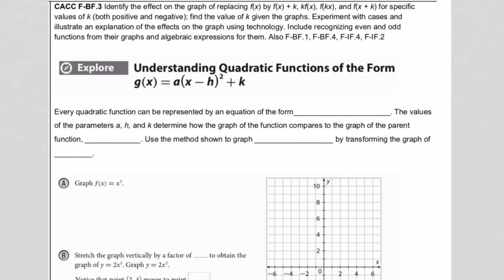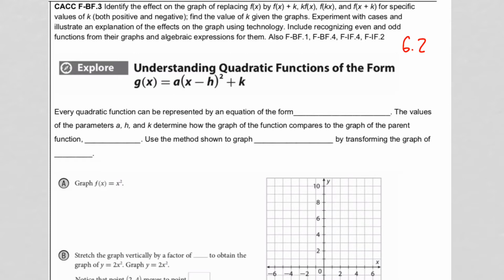Section 6.2 of the guided notes. Understanding quadratic functions of the form g of x is equal to a times x minus h squared plus k. And luckily, we kind of started our chapter doing this already. So by the time you get to these notes, this won't look that goofy to you at all.